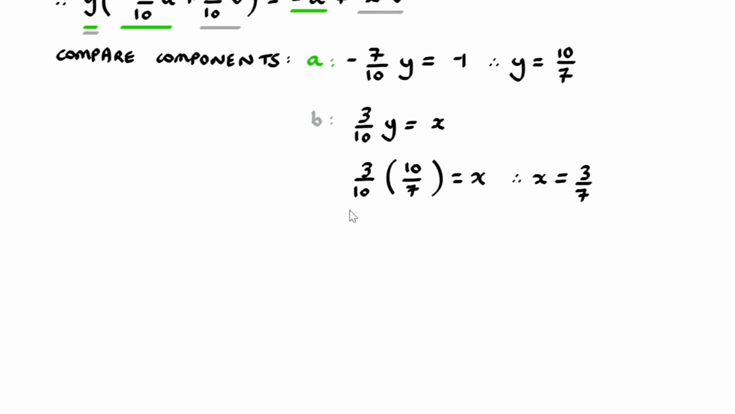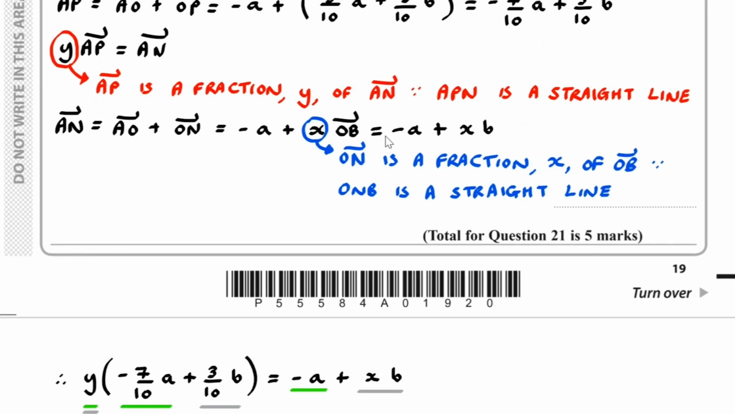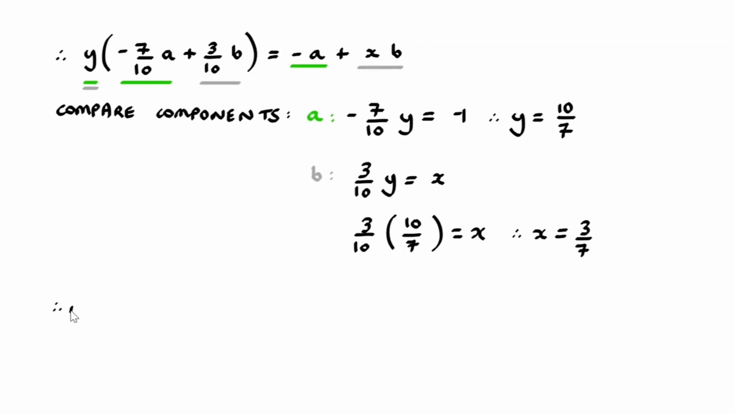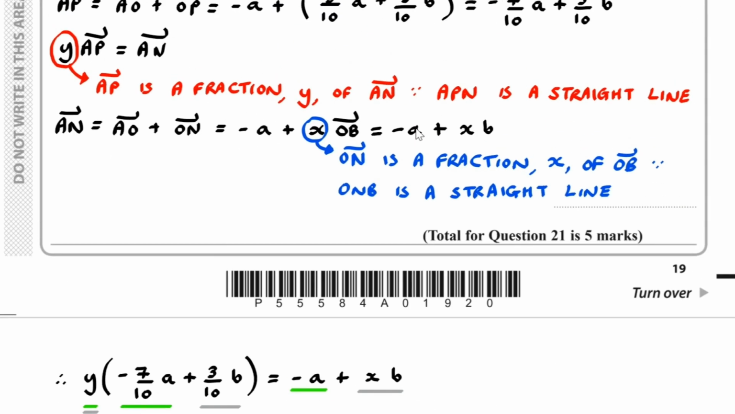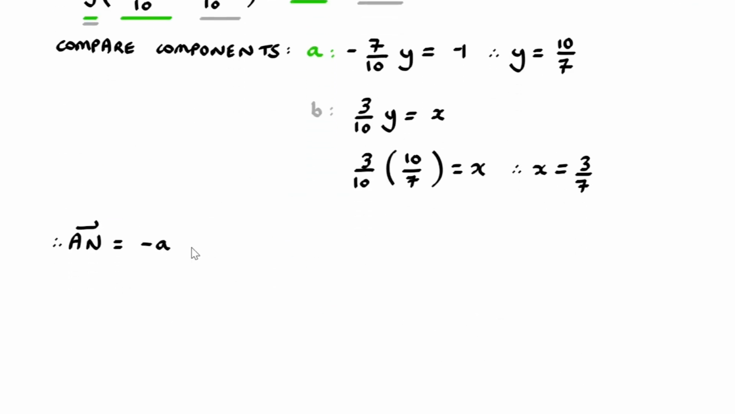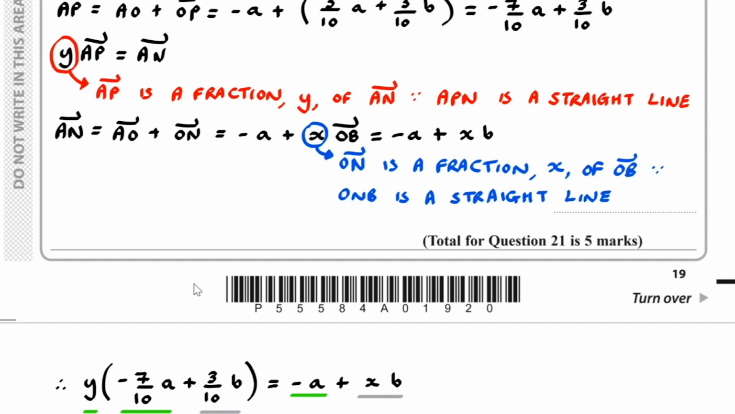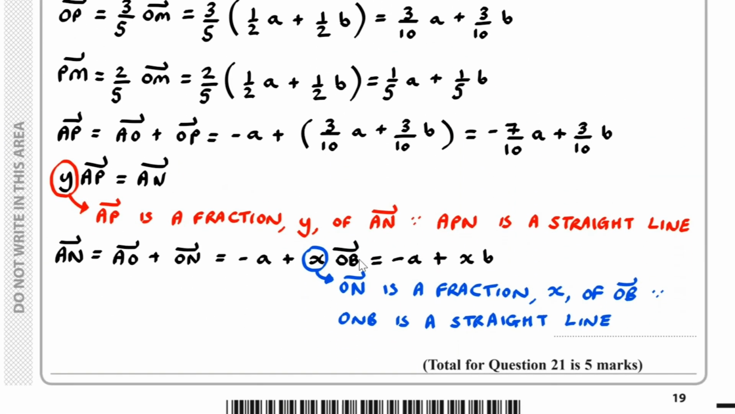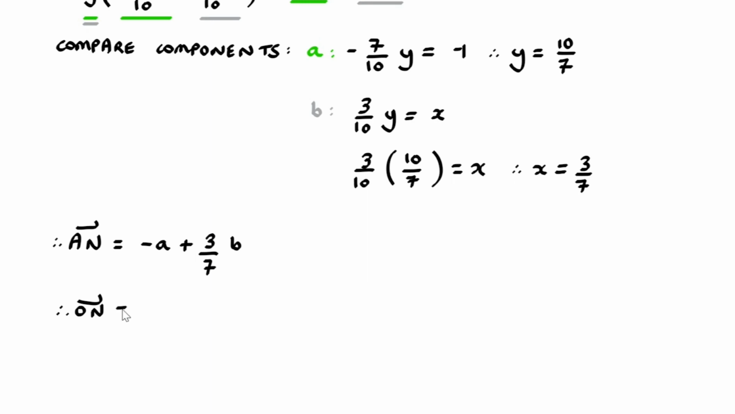So how does that help me? Well, I can then conclude that AN is equal to minus A plus x times by B. Now I know x is 3/7, so here I've got AN equaling minus A plus 3/7 B. And I can also find out what ON is. ON, if we remember, that's x times OB. So ON is equal to x, which is 3/7 times by B.